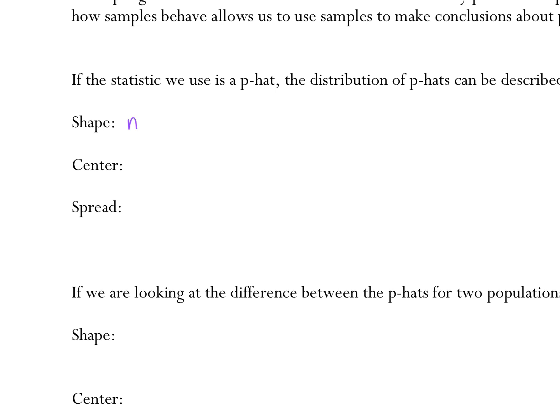All right, so the p hats are going to be normal if np and n(1 minus p) are greater than or equal to 10. That is why the normal condition for p hats is np hat, or np hat complement, or np hat combined, or np null, whatever it is. The normal condition for the p hats for a z-test for p, the reason it's np and n(1 minus p), is that's what makes the p hats approximately normal, okay?